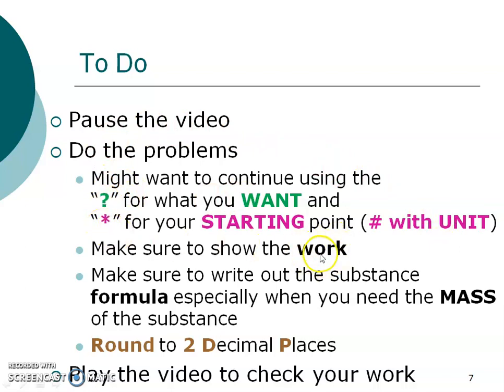Make sure to show your work, because this way, if you do have a wrong answer, you'll see where you went wrong. Did you go wrong with the mass? Did you go wrong with your conversion setup? Where did you go wrong?